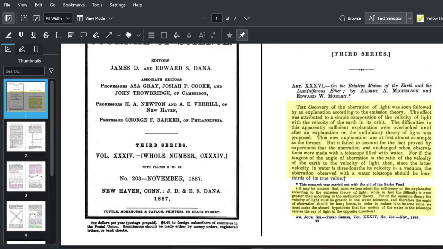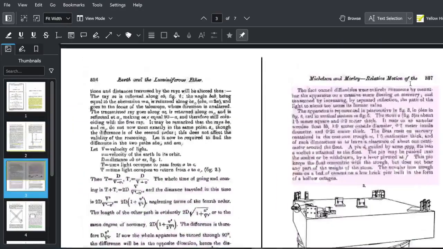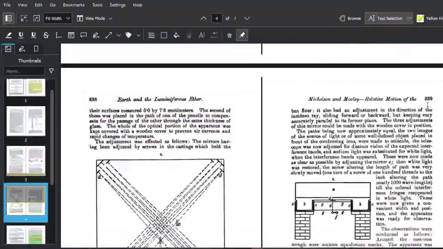For if the tangent of the angle of aberration is the ratio of the velocity of the Earth to the velocity of light, then since the latter velocity in water is 3/4 its velocity in a vacuum, the aberration observed with the water telescope should be 4/3 of its true value. So essentially, he was intrigued by Airy's failure, the lack of definitive motion 6 months later when you measured the light incoming to the telescope from the star, and they had intended to figure out what was going on there.